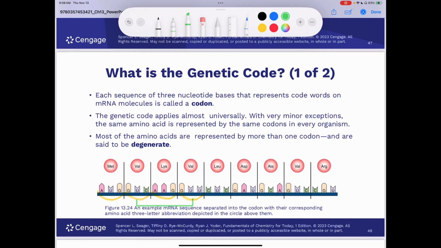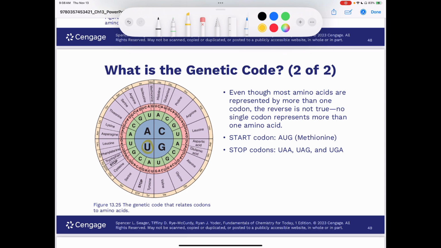U, U, U, or again, uracil, uracil, uracil, coded for phenylalanine. And you can see that one right here. We go from U to U to U, and we end up with phenylalanine. A series of similar experiments by other researchers followed, and by 1967, the entire genetic code had been broken. The complete code is shown right here.